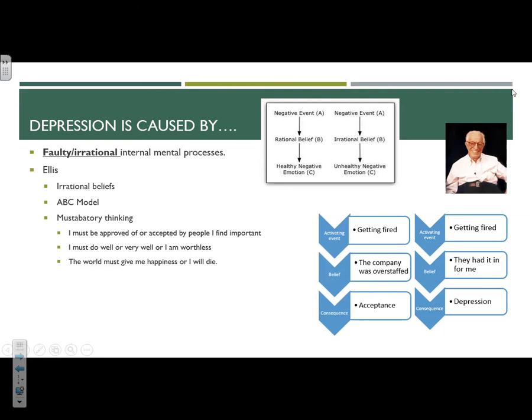The other thing, and we have to be very careful when we talk about this one, is that Ellis believed in musturbatory thinking. So Ellis believed that people with depression held certain beliefs that certain things must happen, otherwise, and that holding the belief that all those things must happen is what causes depression. Okay, so I must be approved of or accepted by people I find important. He felt that was a really key thing. If you believe that is the case, that you must be approved of, accepted by people I find important, then of course at some point that's not going to happen, and that's going to lead to depression.